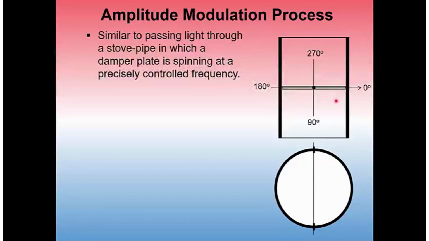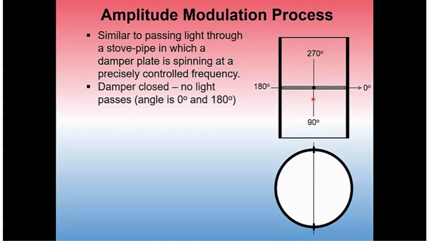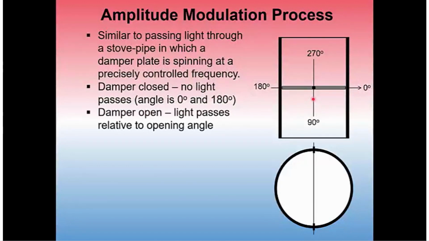We can see that when the damper is closed, no light gets through. As soon as this damper opens up to 90 or 270 degrees, the maximum amount of light can go through, and in between 0 and 90 degrees, we have an increasing amount of light coming through the stovepipe. So with the damper closed, no light passes and the angle is at 0 and 180 degrees. However, when the damper opens, light passes relative to the opening angle.